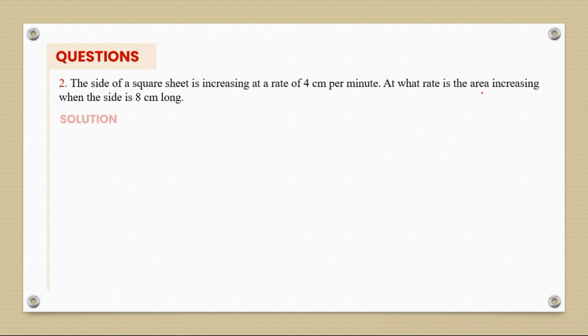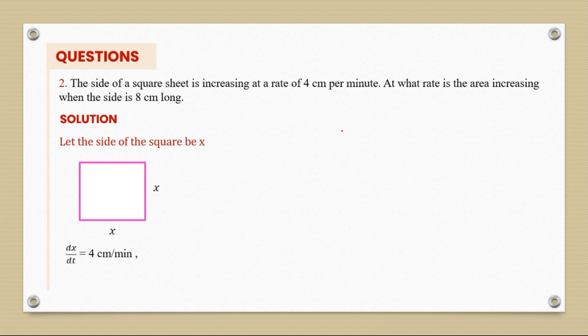But let's first sketch this. So when you sketch this, remember we're dealing with a square. So we're going to let the sides of the square be x. So that means that all the sides are going to be equal to x. Alright, so when we look at this question, we've already been told that the sides of the square sheet are increasing at a rate of 4 centimeters per minute. So that means that we have dx/dt equal to 4 centimeters per minute. And then what we need to find is dA/dt, and we've also been told that x is equal to 8 centimeters.